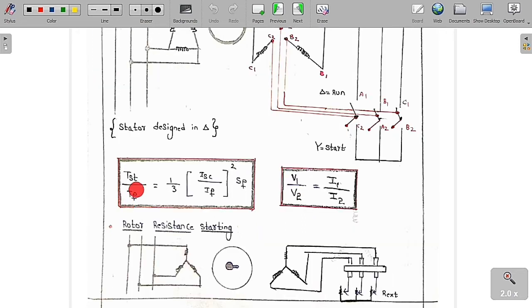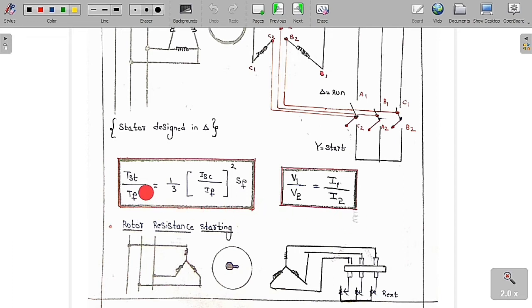So now the formula will be starting torque by full load torque is equal to 1 by 3 into starting current by full load current whole square into slip at full load, and always V1 by V2 is equal to I1 by I2. This is the formula that you always have to remember. If V1 is the supply voltage, the input current is I1. If V2 is the supply voltage, the input current is I2. So V1 by V2 is equal to I1 by I2.